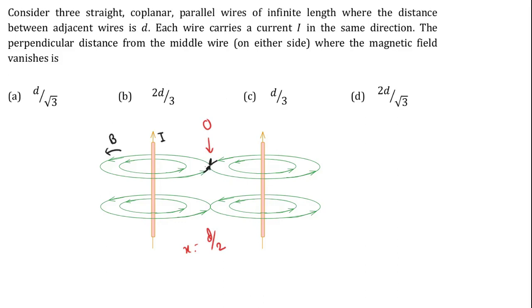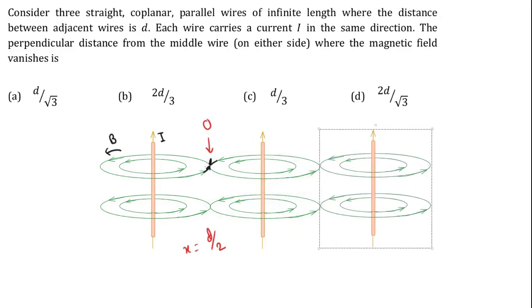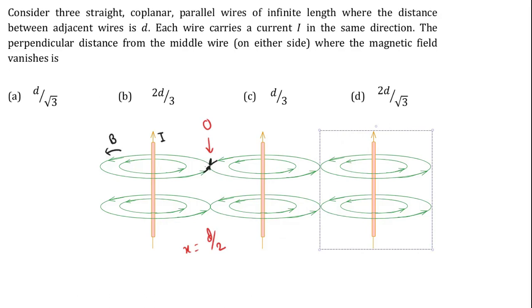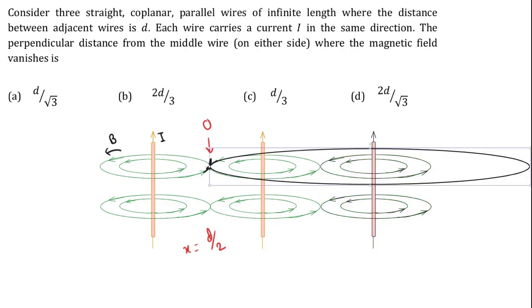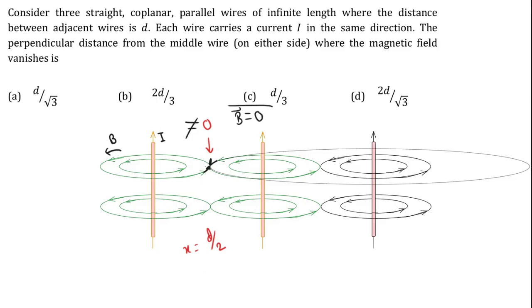However, when we add a third wire, what happens is that the magnetic field due to the third wire mixes up with the other two. So this one changes our value from 0 to something that is not equal to 0 at d by 2. However, at some point, the magnetic field does equal 0 because there is perfect cancellation, and we need to find this point.